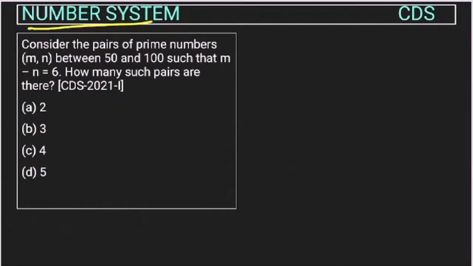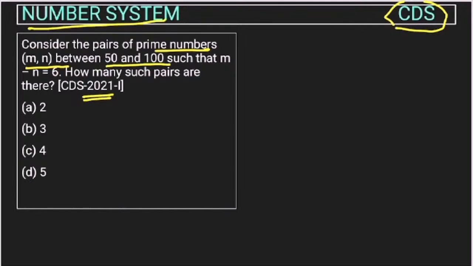Now this question from the number system chapter was asked by UPSC in their CDS exam in the year 2021, right? The question is: consider the pair of prime numbers m and n between 50 and 100 such that m minus n equals 6. How many such pairs are there? They are asking about prime numbers, so we have to consider the prime numbers between 50 and 100.